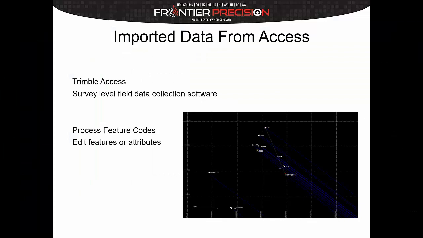This next section will be geared towards the surveying workflow. So it'll be using Trimble Access. For those of you not familiar with Access, it's a survey level data collection software. So to be able to process the Access data, we'll have to add in the FXL to our TBC project, and then we'll go ahead and process the feature codes, and then we'll be able to edit any features or attributes that were not collected correctly in the field before we send them over to the GIS data source.